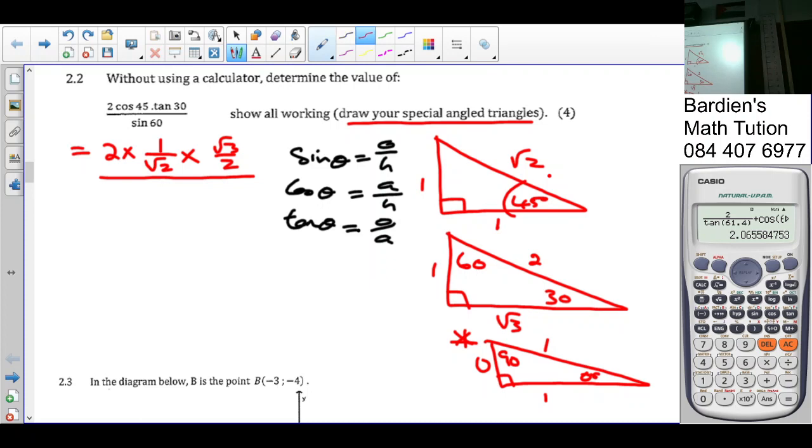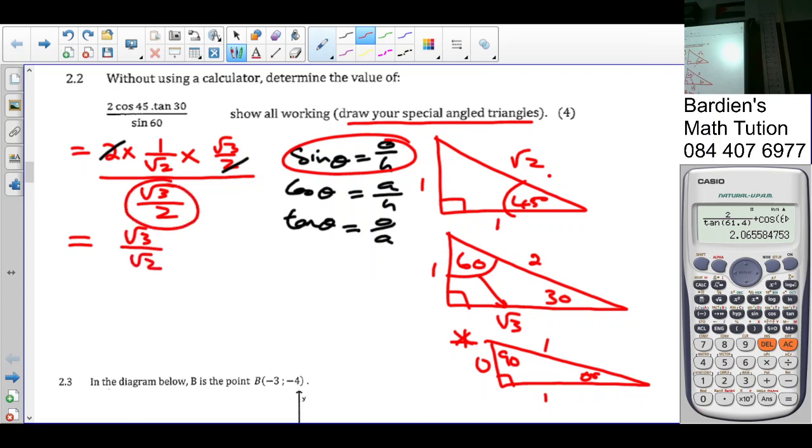So cos of 60 is adjacent over hypotenuse. Here's your 60. Opposite is root 3 over 2. Okay? So on top, this cancels. So I got the root 3 over root 2 divided by this here.